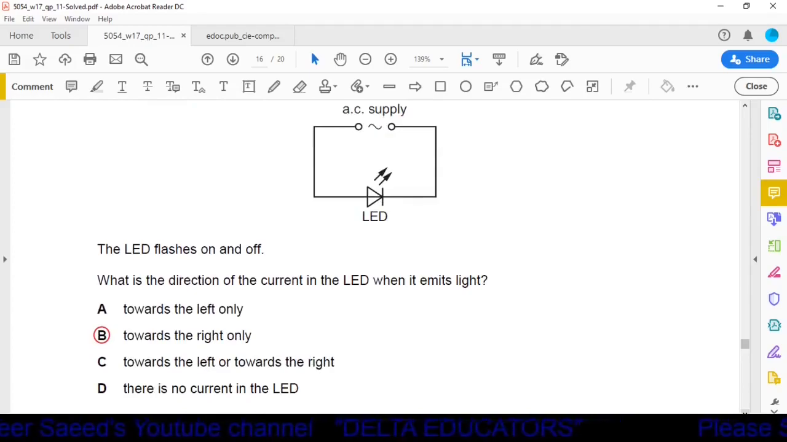The LED flashes on and off. What is the direction of the current in the LED when it emits light? Option A, towards the left only. Option B, towards the right only. Option C, towards the left or towards the right. Option D, there is no current in the LED.